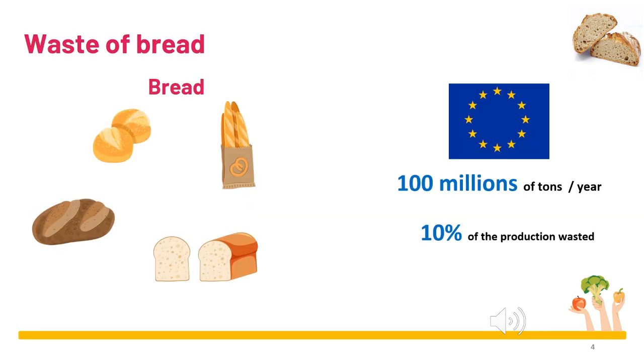But first, let's present the hero of this activity, bread. Bread exists under different forms like baguette, farmhouse bread, sliced bread, and others. Its composition varies too. We talk about white bread or cereal bread. This food has a central place in our daily life. 100 million tons are produced in Europe. But it is also wasted a lot. We estimate that 10% of this production goes into the trash.